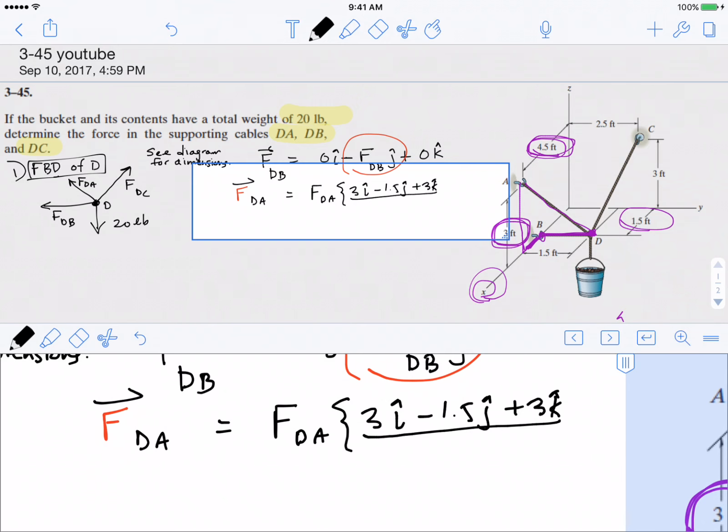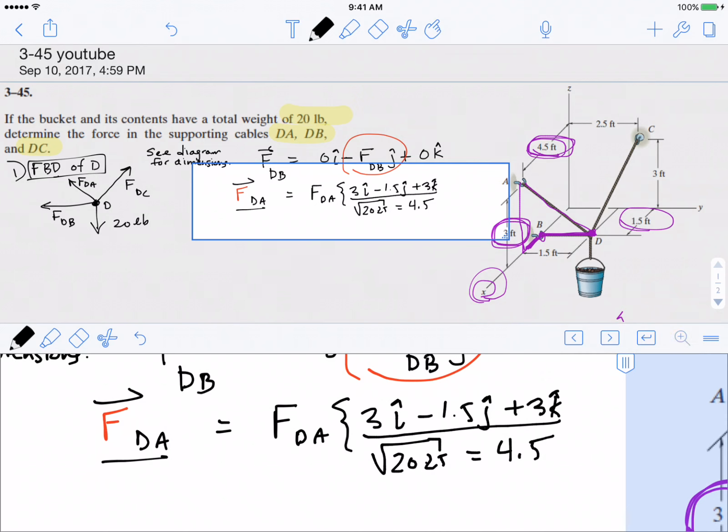To make it a unit vector, I must divide by, right? I must divide by the square root of 3 squared plus 1.5 squared plus 3 squared, which is equal to 20.25. That is actually equal to 4.5, and I'm going to use that later on, and I'm just writing it here so you can see it all together.